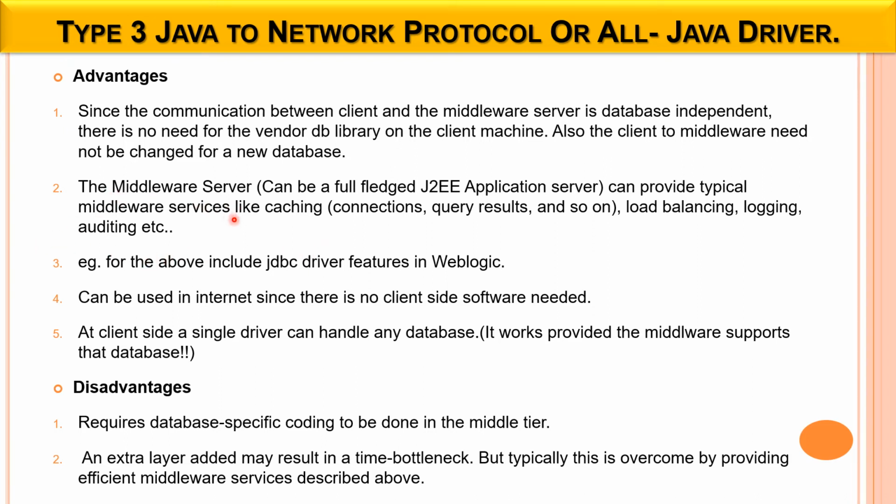The middleware server can be a full-fledged J2EE application server. It will provide typical middleware services like caching, that is connections and query results, load balancing, logging, and auditing. So this middleware server will have services like caching of the data, the connection, query results, load balancing, and logging and auditing also.